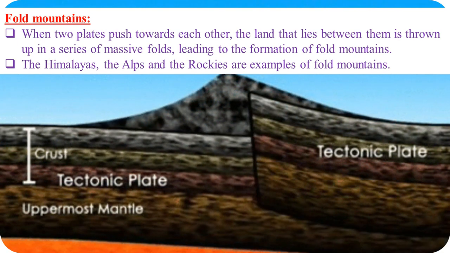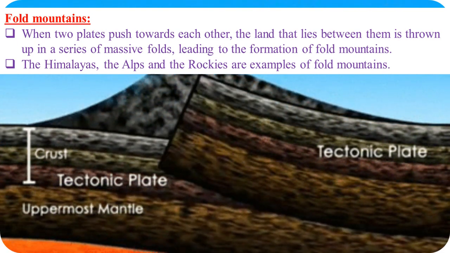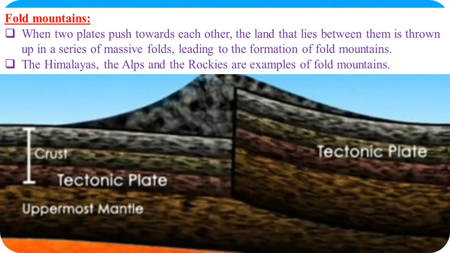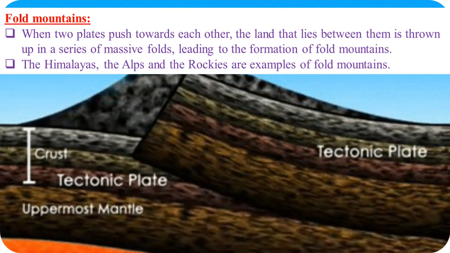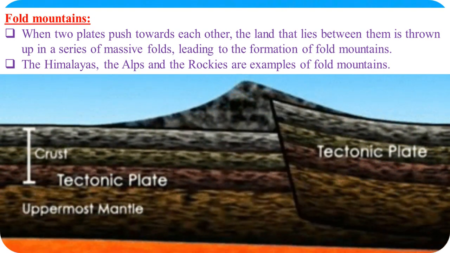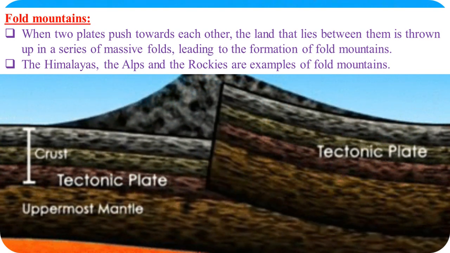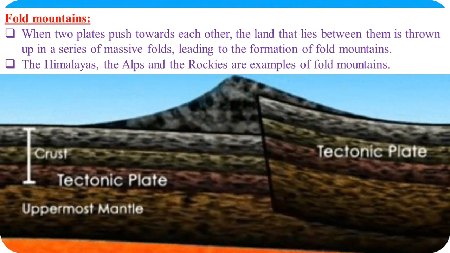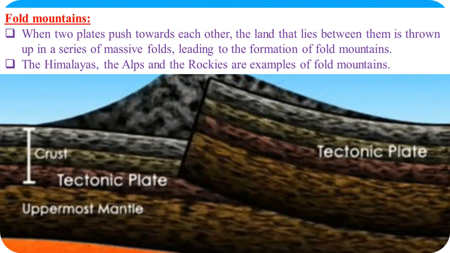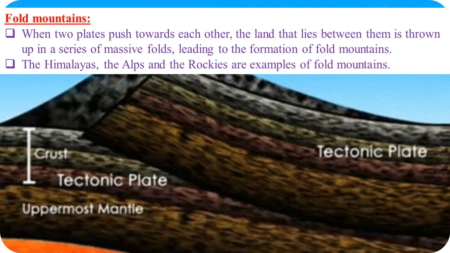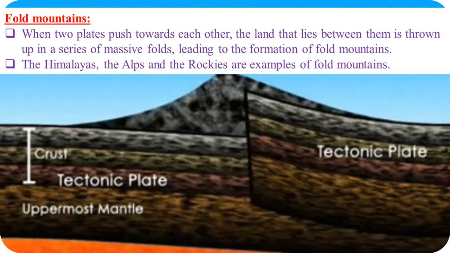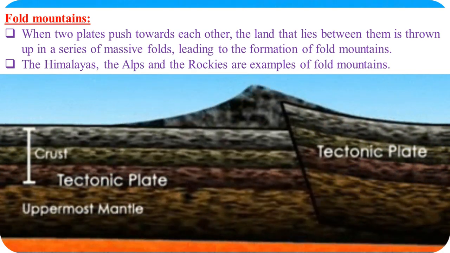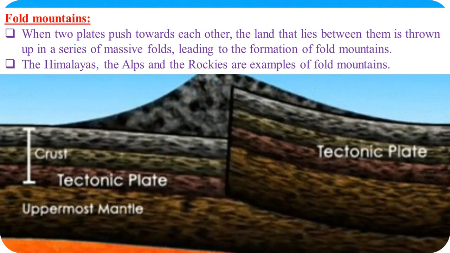Next, we will see fold mountains, the landform formed by endogenic process. Yes, when the two plates push towards each other, the land that lies between them is thrown up in a series of massive folds, leading to the formation of fold mountains. The Himalayas, the Alps and the Rockies are examples of fold mountains. One of the oldest fold mountains found in India is the Aravalli Range.